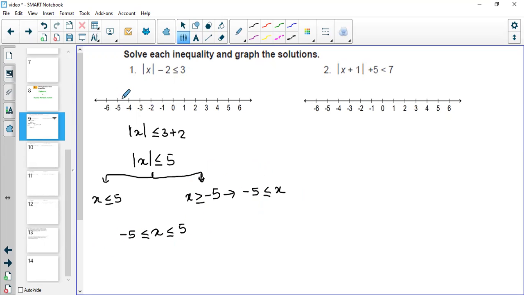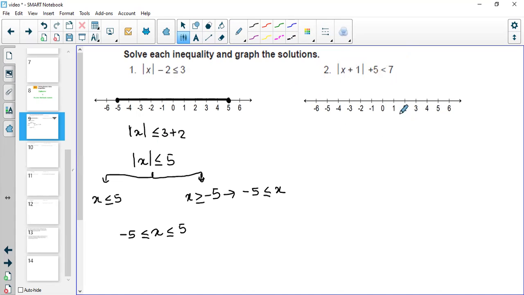So to graph it, all you need to do is draw a circle, color it, shade it, or close it, whatever you want to say. And another circle on 5, a closed circle because it shows less than or equal to. And all you need to do is simply join them. That's all. This is how easy it is to solve absolute value inequalities.